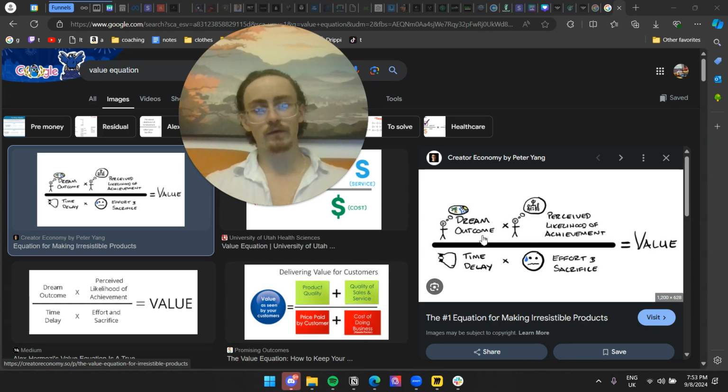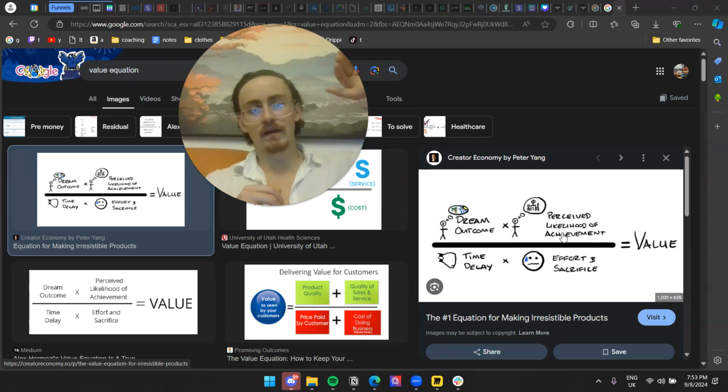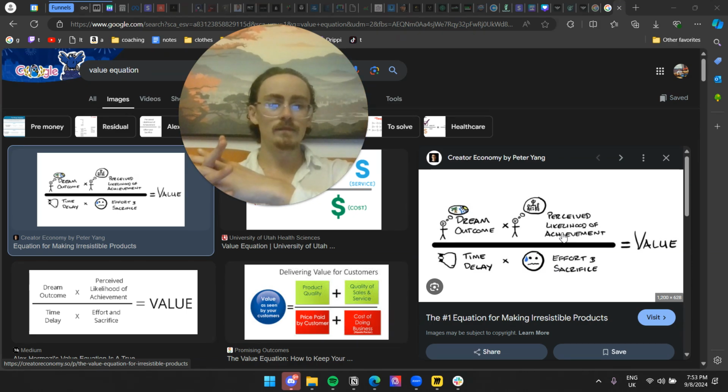And so if you don't know what the value equation is, it's dream outcome times perceived likelihood of achievement divided by time delay times effort and sacrifice. So we want to increase perceived likelihood of achievement around their dream outcome, and we want to remove the time delay and remove the effort and sacrifice.